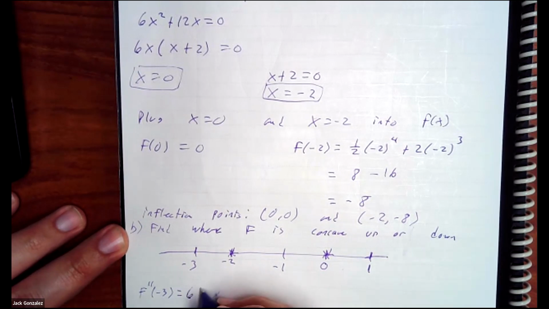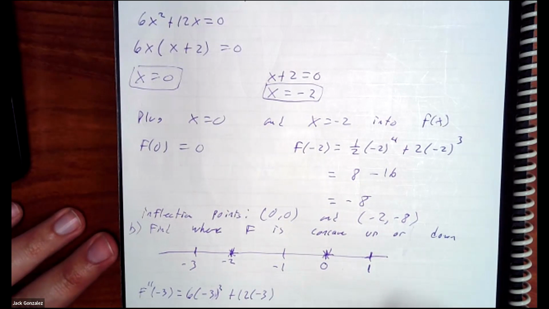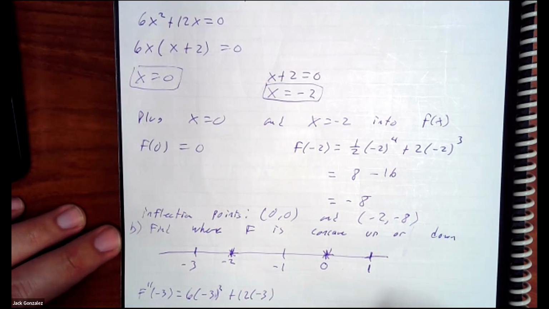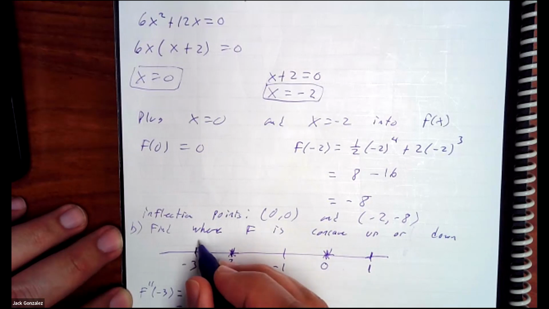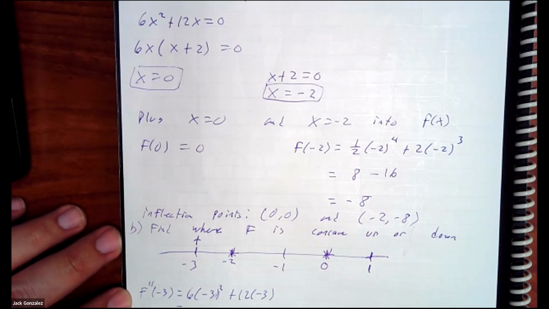6 times -3 squared plus 12 times -3. What will that give us? Is that negative or positive? This would be positive 9 times 6. It's 9 times 6, 54, plus 12 times -3. That's going to be positive, right? Who cares what the number is, as long as it's plus, put a plus.